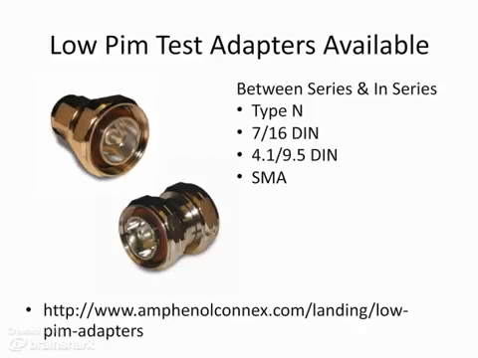Amphenol Connect's range of low-PIM adapters are ideal for wireless applications requiring consistent electrical performance, low return loss, and low IMD. Between series and in-series, low-PIM RF adapters are available in Type N, 716 DIN, 4.1, 9.5, and SMA connector interfaces. These coaxial adapters feature precision machined brass bodies and contacts. The bodies of the adapters are plated with a tri-alloy plating known as white bronze or next coat, and offer the same low PIM performance as silver without fear of tarnishing. Contacts are either white bronze or silver plated.